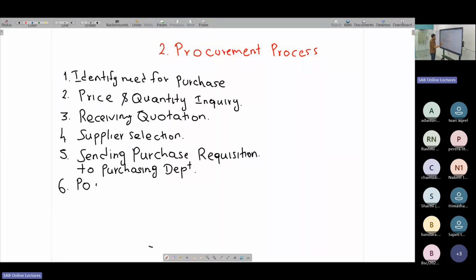Purchase order is sent to the supplier. This is equal to a sales order from the seller's side. So the purchase order should be sent to the supplier.